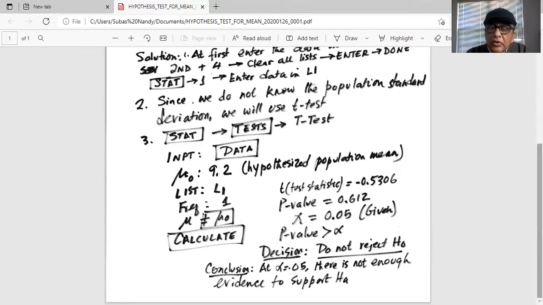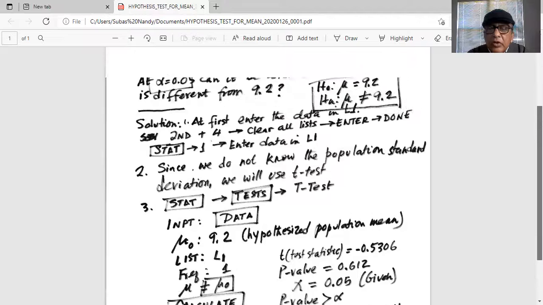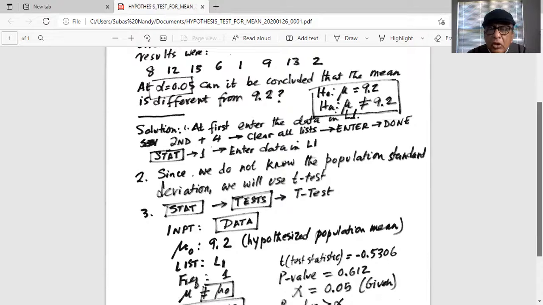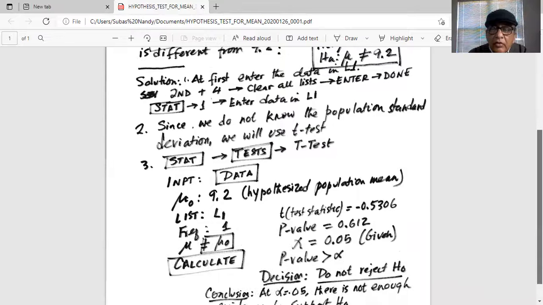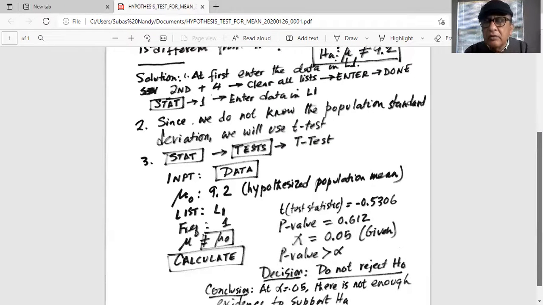And what is the conclusion? At alpha equal to 0.05, there is not enough evidence to support the alternate that mu is not equal to 9.2. Why is this the case? Because we have failed to reject the null hypothesis, because the p-value of the test statistic is greater than alpha. Okay, so that is the answer to your question.